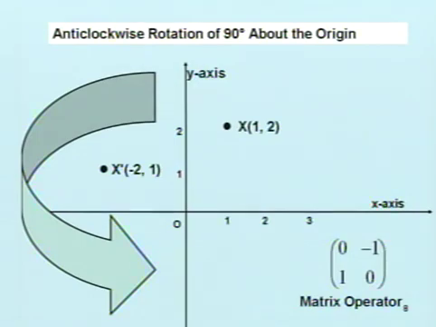And the matrix operator that can do that, if you don't want to do the exercise graphically and you remember the operator for rotation 90 degrees anti-clockwise, you can apply it. That is, the matrix operator is (0, -1; 1, 0). When that operator multiplies (1, 2), we'll end up with the result (-2, 1) as the image for X.